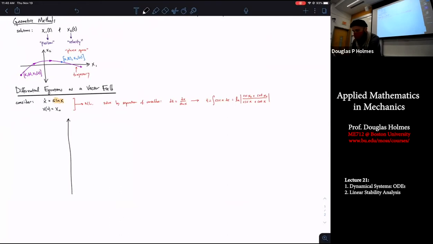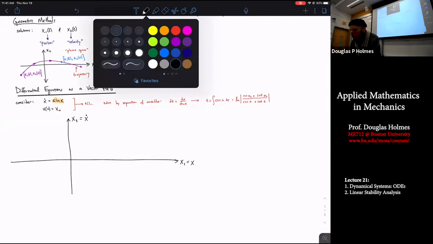On our x and y axes, our x axis will be x1, which for simplicity, just to remind you, is just going to be x here. And our y axis is going to be x2, and again, this is going to be x dot. And so what we're plotting is really just what I highlighted in orange there, sine of x. So let me see if I can draw a sine curve that's not too ugly.